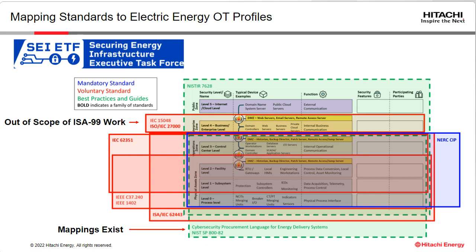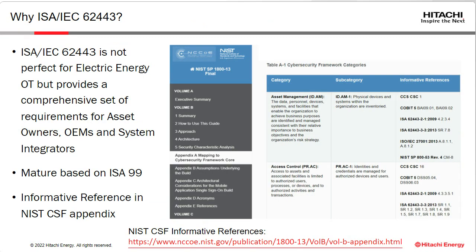Speaking of the NIST cybersecurity framework, here, as you can see, a lot of the applications that are identified in the NIST cybersecurity framework already have mappings to 62443. So this already exists from that perspective.